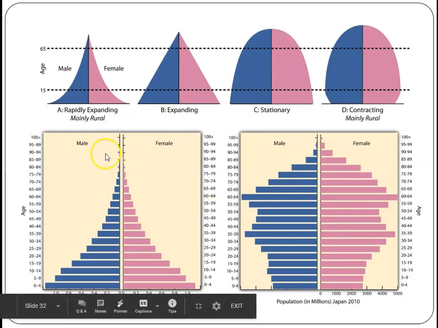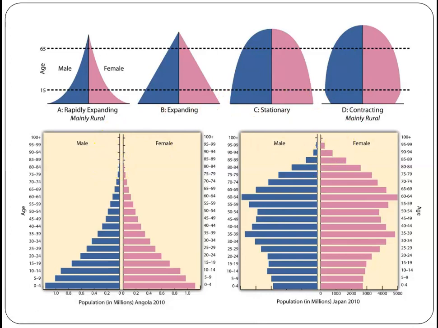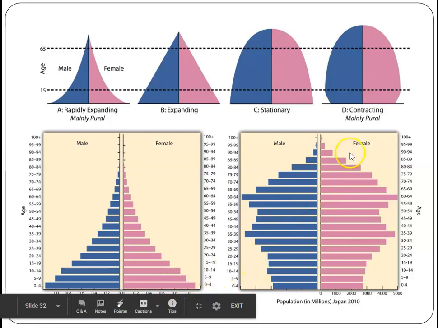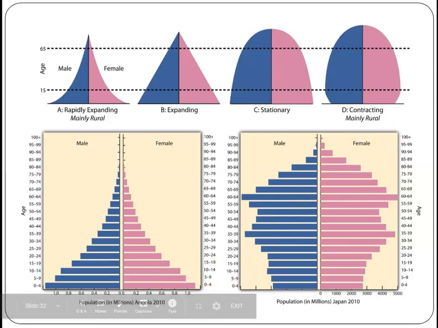If I look at Angola, Angola has had a lot of civil war, a lot of pretty severe violence. You can see that there's a rapidly expanding pyramid here. A lot of babies are being born, but they're not making it to adulthood. So if I have 1.2 million babies being born in 2010, I only have 200,000 women between the ages of 55 and 59. All right.